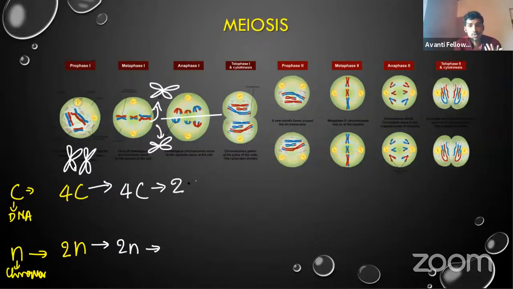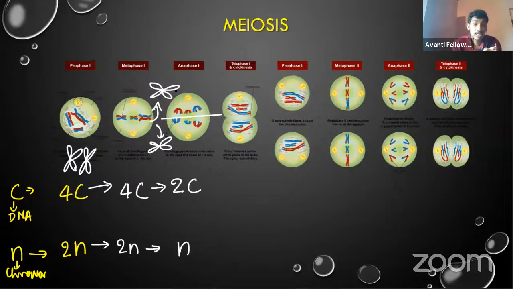Exactly, it will become 2C. What is the chromosome number of this one? What may be the chromosome number? Exactly. You can write it as 1N, or I can simply write it as N. Both are the same, right?